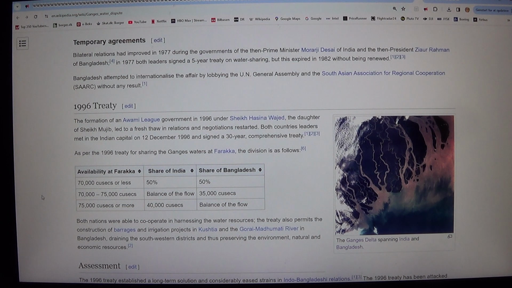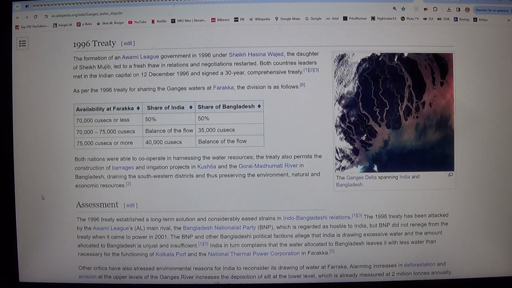1996 Treaty. The formation of an Awami League government in 1996 under Sheikh Hasina Wajid, the daughter of Sheikh Mujib, led to a fresh thaw in relations and negotiations restarted. Both countries' leaders met in the Indian capital on the 12th of December, 1996 and signed a 30-year, comprehensive treaty. As per the 1996 treaty for sharing the Ganges waters at Farakka, the division is as follows. Availability at Farakka, share of India, share of Bangladesh. 70,000 cusecs or less, 50%, 50%. 70,000 to 75,000 cusecs, balance of the flow, 35,000 cusecs. 75,000 cusecs or more, 40,000 cusecs, balance of the flow.